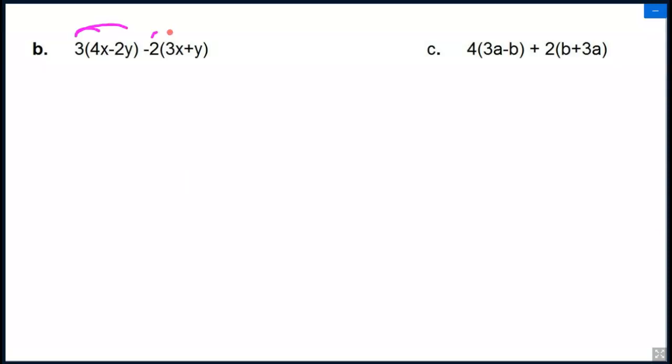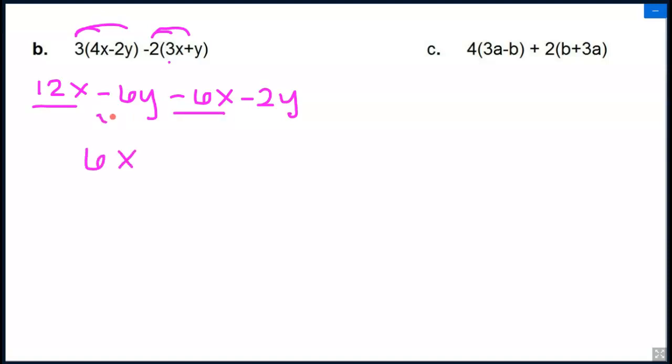In B, we're going to do the same. In B, you have to be careful, though, you're distributing a negative. So 3 times 4 is 12x. 3 times 2 is negative 6y. But a negative times a positive is a negative, so negative 6x minus 2y. Combine x's to get 6x, y's to get negative 8y.